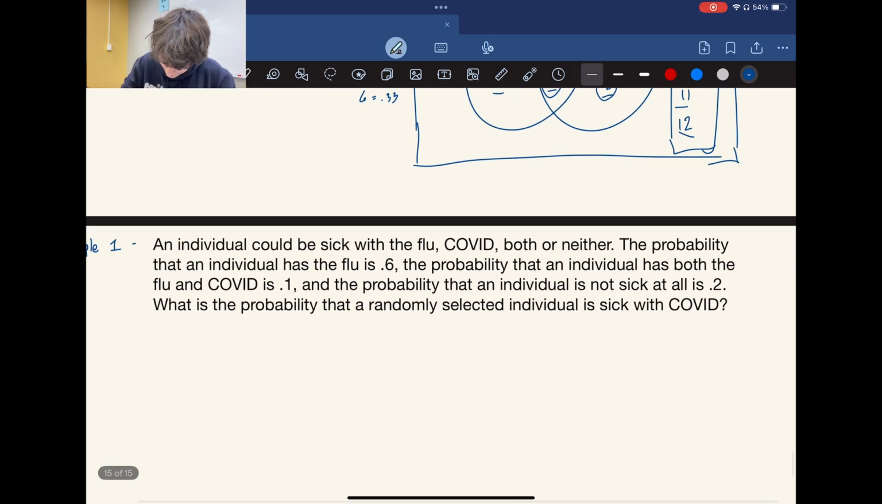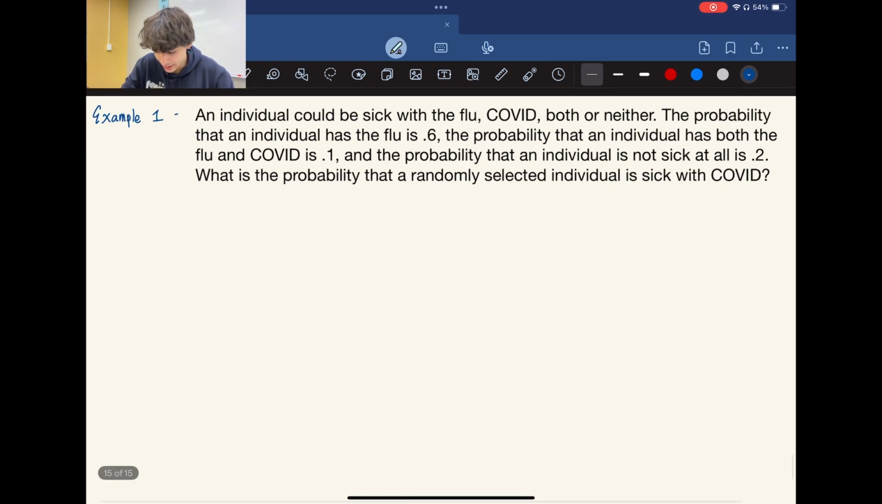So going down to some examples now, I have 2. The first one is a word problem, and now instead of a set amount of numbers in the set, we have probabilities. And the question says this: an individual could be sick with the flu, COVID, both, or neither. The probability that an individual has the flu is 0.6. The probability that an individual has both the flu and COVID is 0.1. And the probability that an individual is not sick at all is 0.2. What is the probability that a randomly selected individual is sick with COVID?